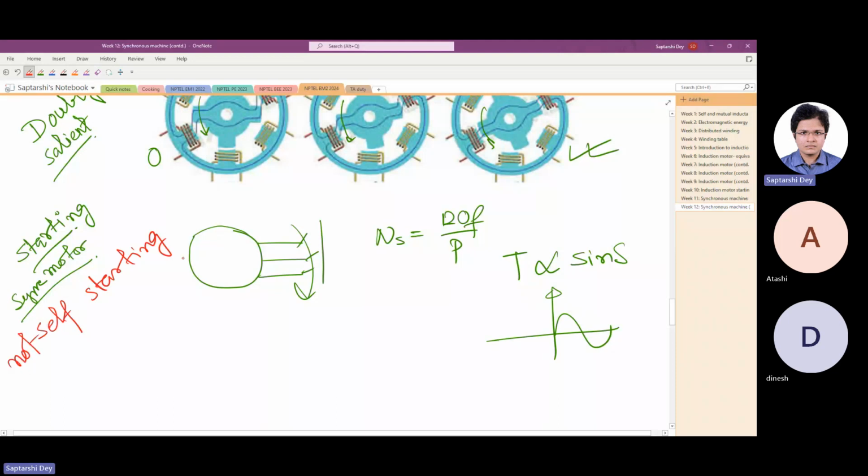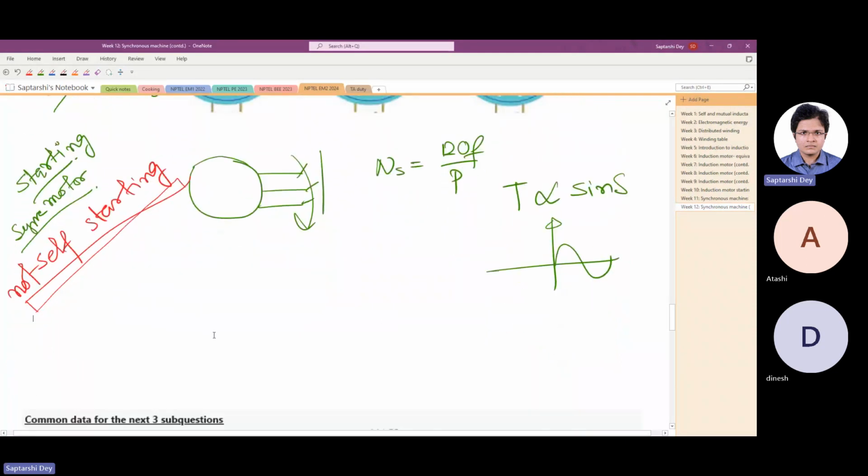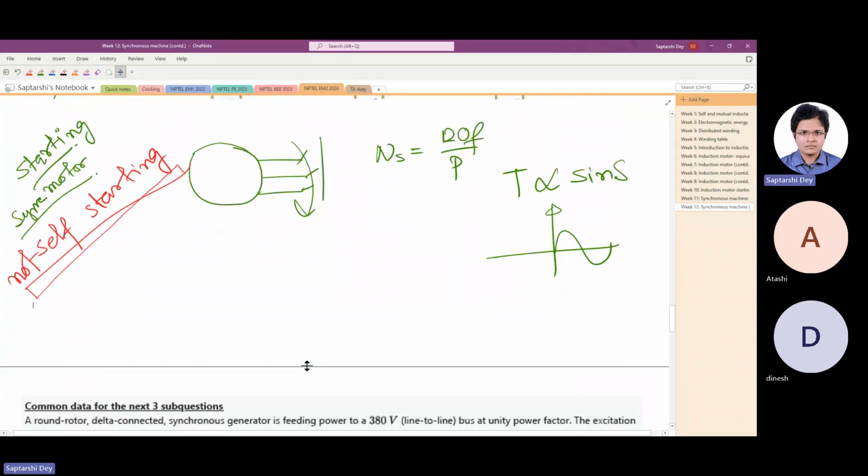It is not self-starting. It cannot start if you directly connect it to a grid. It will not start because suddenly the field starts rotating at very high speed. It cannot keep up. So what is the way? One way is to start it as an induction motor.